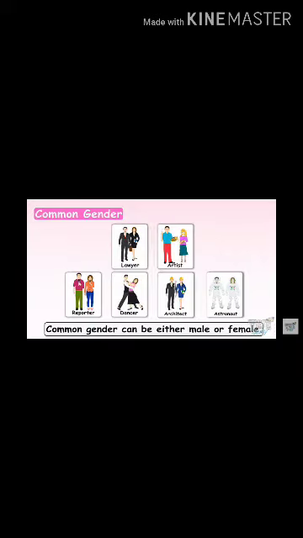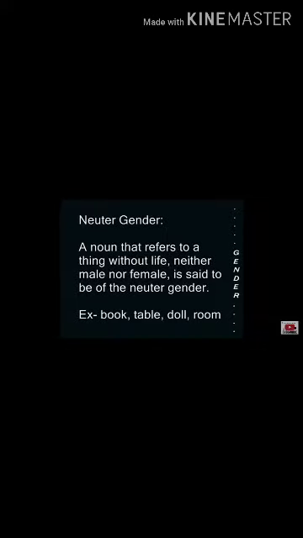So here is a list of the common genders that can be either male or female. So I hope you have cleared with common gender. Now we will talk about the next, that is neuter gender. Now what is neuter gender? A noun that refers to a non-living thing, without life, neither male nor female, is said to be a neuter gender.